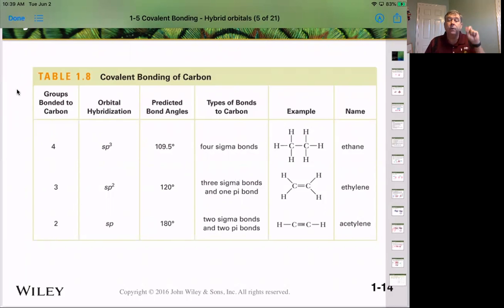Okay. If you have 2 bonds to carbon, that means you're sp hybridized. That means it's going to be linear, and that you have 2 p orbitals that will form 2 pi bonds. Okay, so when we think about the number of things bonded to the carbon, think about the hybridization. The hybridization gives you shape, and it tells you whether or not you're going to have pi bonds available to you in your system.